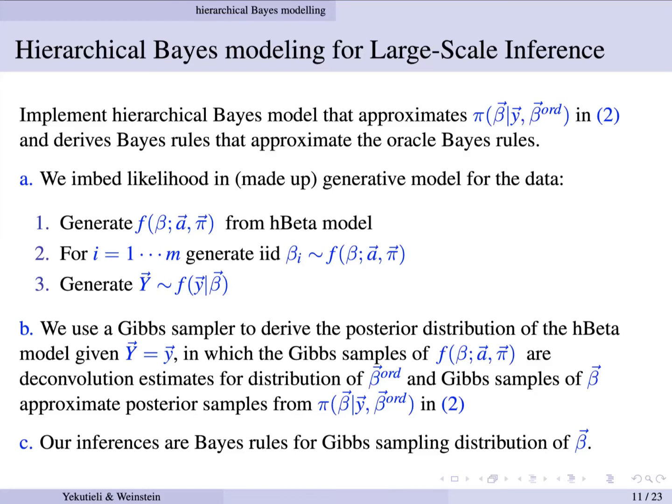So the idea is, we don't know what's going on here, but our machine learns how to estimate its distributions, okay? I'll show how it looks in a minute, in the next slides. And what are our inferences? Our inferences are Bayes rules for the Gibbs sampling distribution of beta, okay? What is this beta? It's not a real beta. It's the beta that lives in point 2, okay?